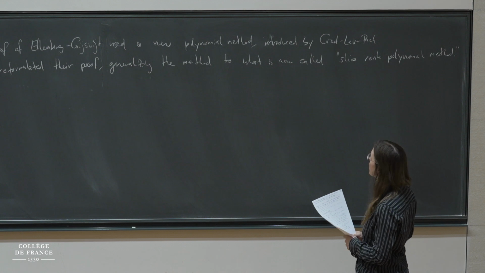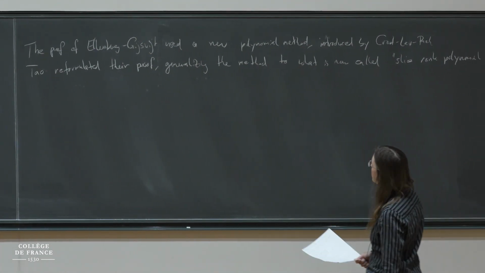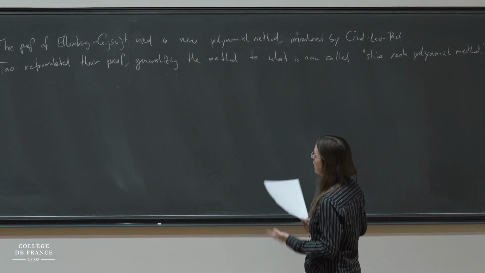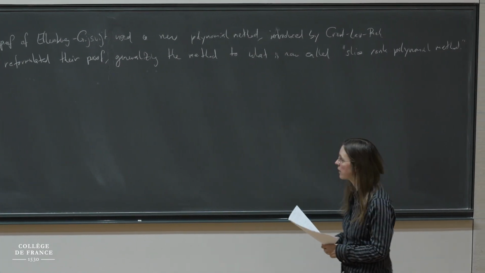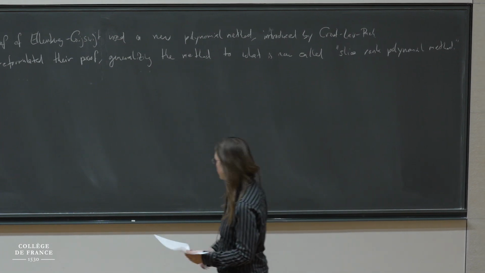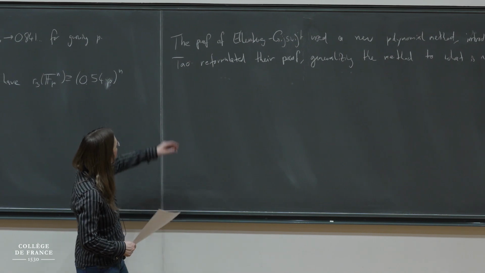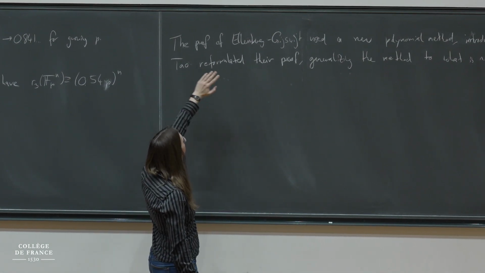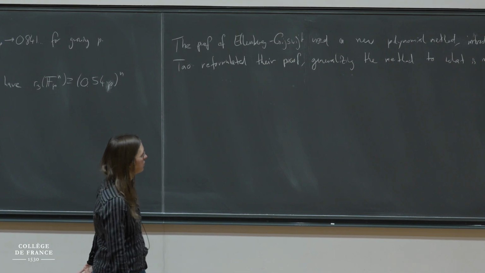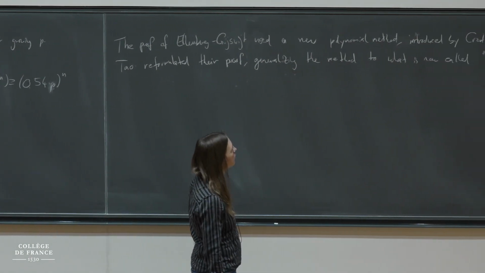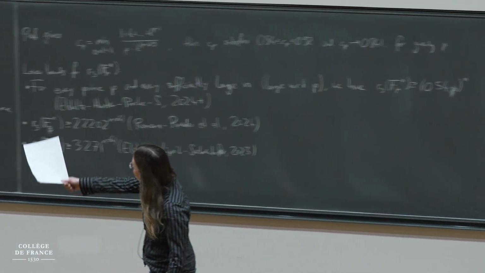Croot, Lev and Pach introduced this new polynomial method for a similar problem in Z modulo 4 to the n. Then Ellenberg and Gijswijt noticed that you can look at this a little bit differently and then also apply it for F_p^n. And so things happened very quickly. Within the space of a few days, or maybe 1 or 2 weeks, Tao then reformulated the proof of Ellenberg and Gijswijt in a way that also generalized this new polynomial method. This more general form is now called the slice rank polynomial method. And so that's the middle part of this title.